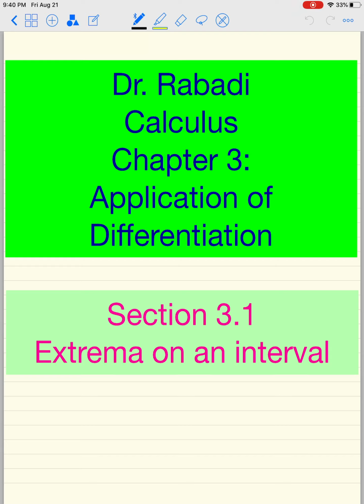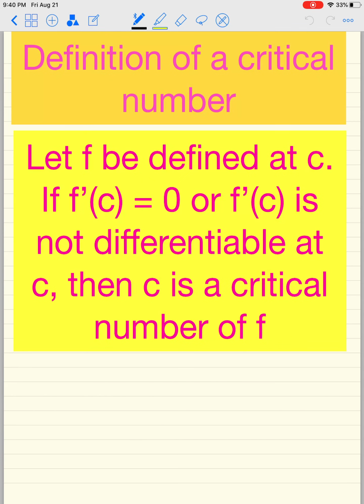And if you have a calculus book, this will be chapter 3, and we are now on section 1. This section is called extrema on an interval. First, we are going to start off with a definition, okay? The definition of a critical number. What is a critical number?